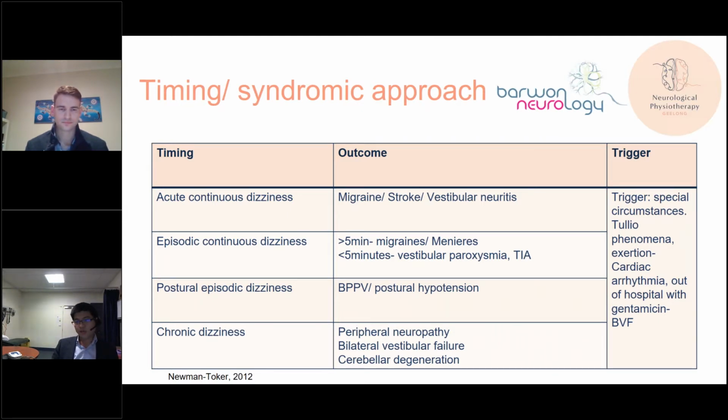On this basis, I find the description by Newman-Toker to be quite useful, and it really just tries to divide any patient who presents with dizziness into four main categories, starting with an acute continuous dizzy episode. The mainstay goes on whether it is continuous or episodic, and whether it's postural or spontaneous. In general, if you can work on those two axes, most of the time you are able to safely categorize it to a certain subgroup.